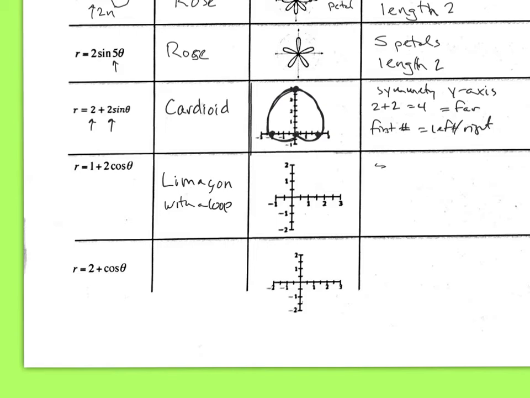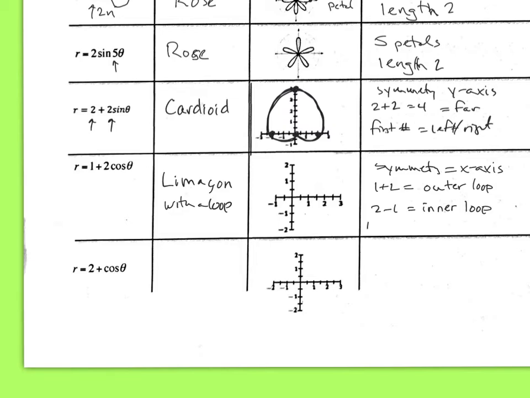So this one is cosine, so it has symmetry with the x-axis, which again, use that to your advantage so you can graph smart. If you add the two numbers, this is the length, or how far out the outer loop will be. If you subtract the two numbers, this is how far away from the origin, or the pole, the inner loop is.